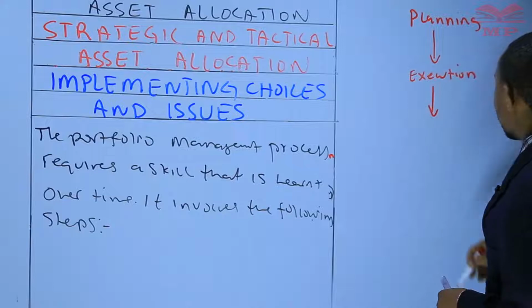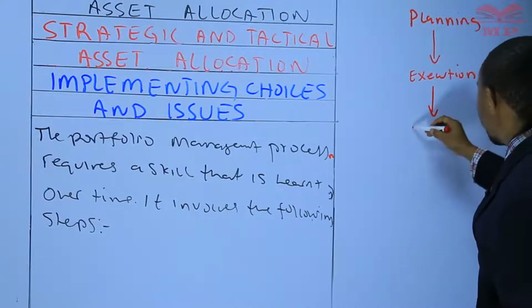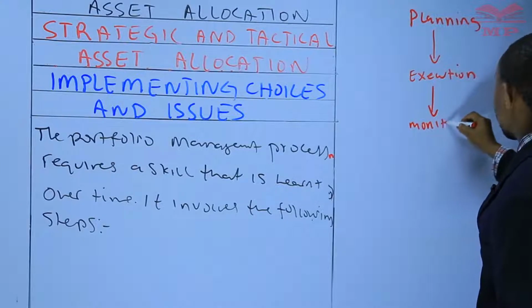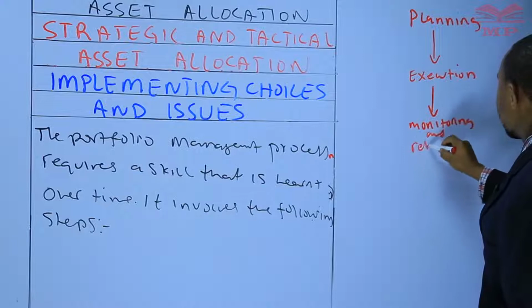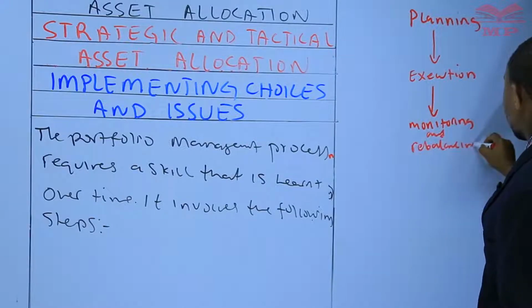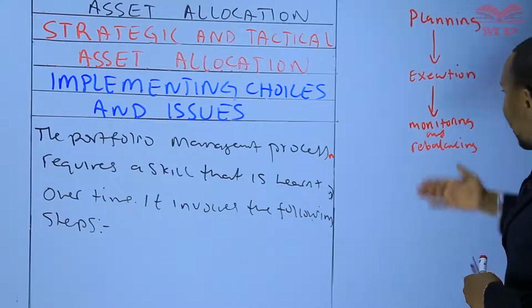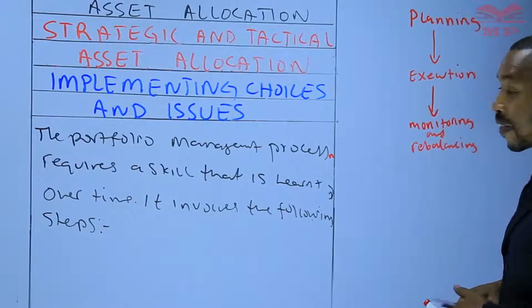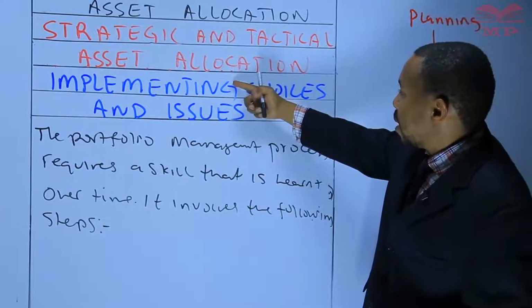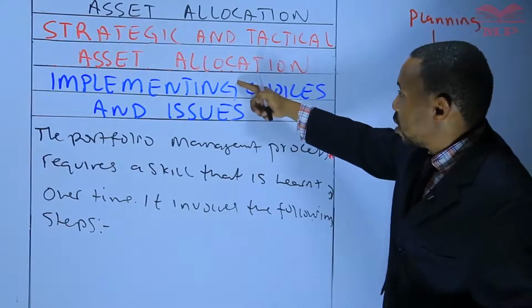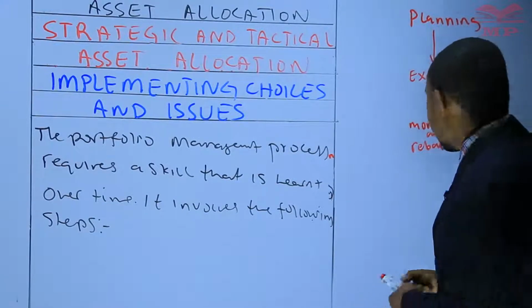After execution, we move over to feedback, what we can term monitoring and rebalancing. Once we have explained the portfolio management process, the next step is to link it with how we can implement the choices with strategic and tactical asset allocation. So implementing choices.